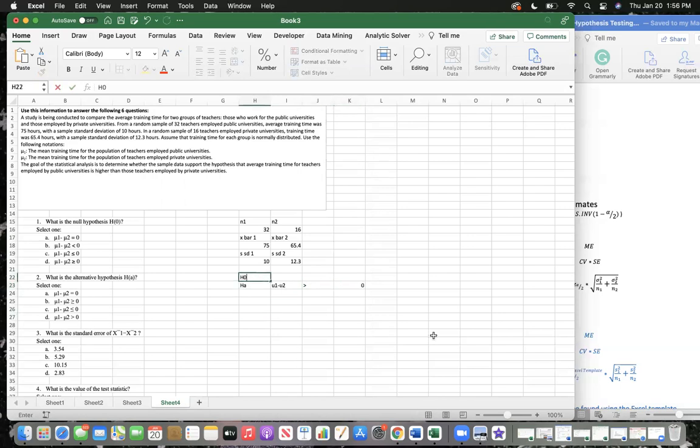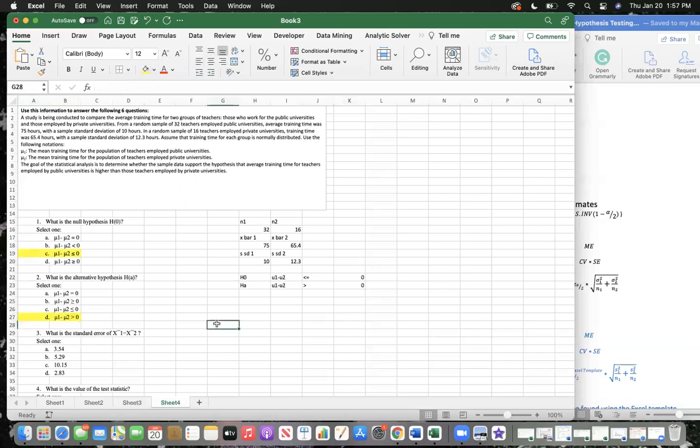And that means our null hypothesis, H0, is going to be mu1 minus mu2 is less than or equal to, because our null always has an equals in it, and it's the opposite sign of this. So less than or equal to, and then 0. All right. So right now we can answer these two questions really quick. Our null hypothesis is less than or equal to, so that is C. And our alternative hypothesis is greater than, so that's going to be D.